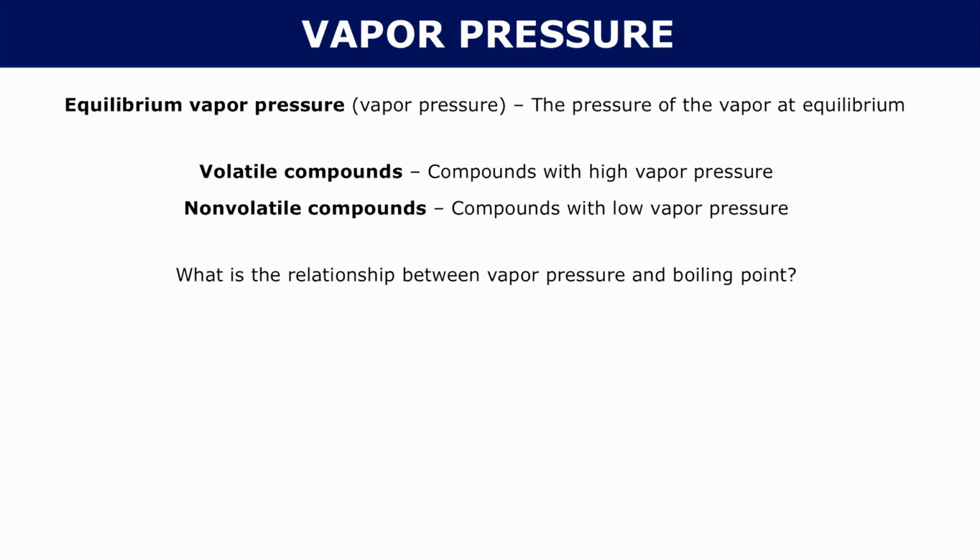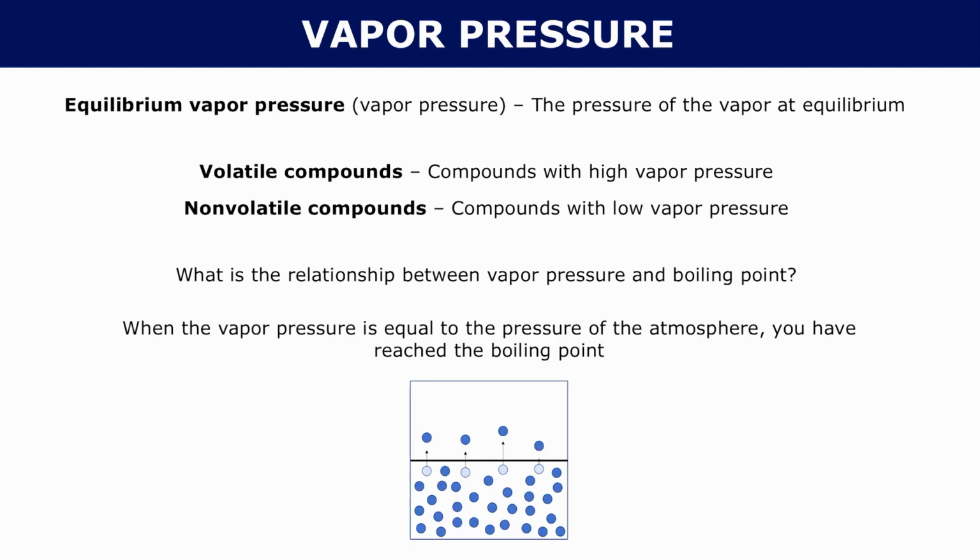So what's the relationship between vapor pressure and the boiling point? Well, when the vapor pressure is equal to the pressure of the atmosphere, you have reached the boiling point. That's why they say it's easier to boil water on top of Mount Everest. That's because the pressure there is lower, so you are going to reach your boiling point at a lower temperature, meaning you can boil water faster. So when vapor pressure is equal to the pressure of the atmosphere, you have reached the boiling point.